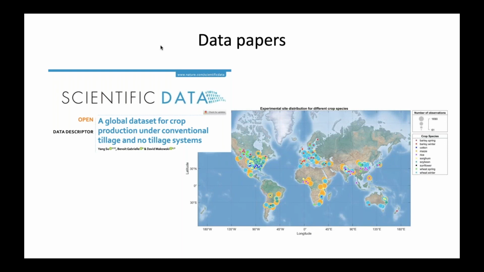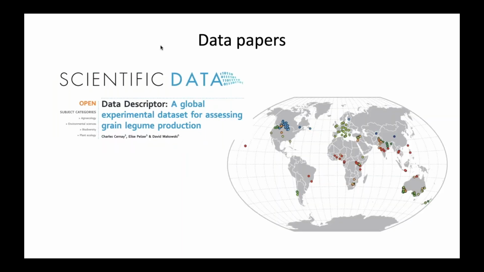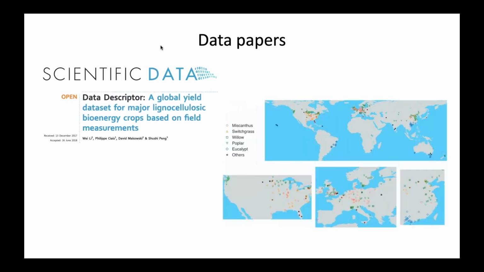So here is an example of large-scale on-farm data collected across the world on conventional tillage systems and no-tillage systems. It's an example of a data paper presenting a big data set, including data comparing the performance of different types of grain legumes on yields. And here again, another example of a big data set collected on farm, including yield data for major lignocellulosic bioenergy crops.